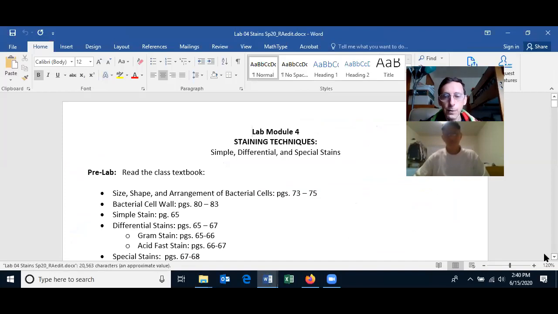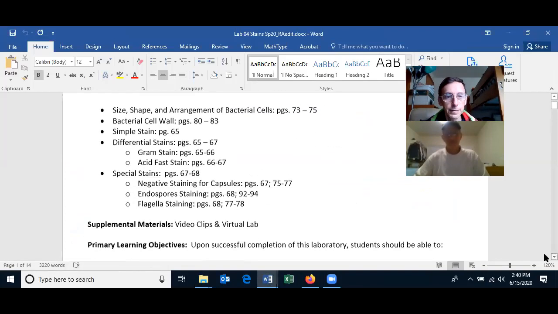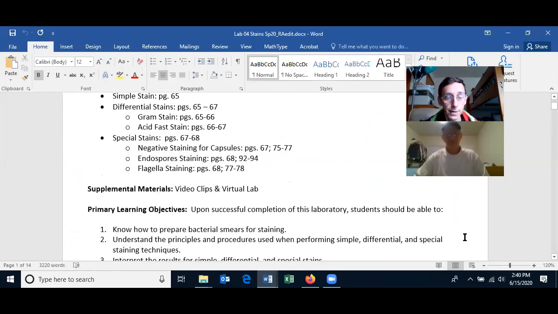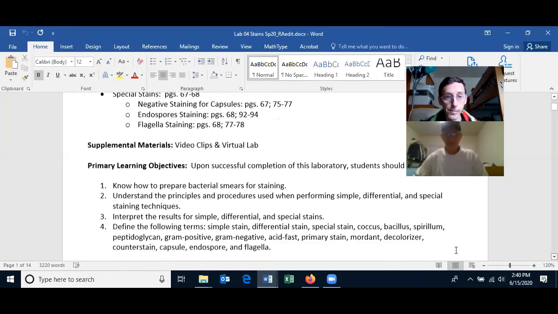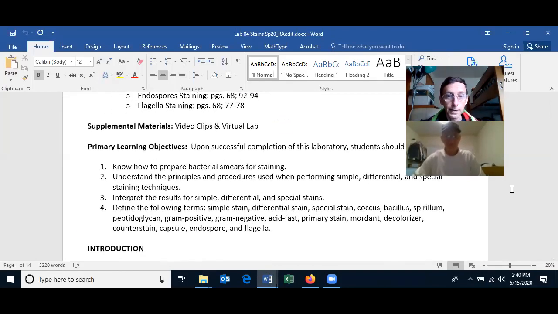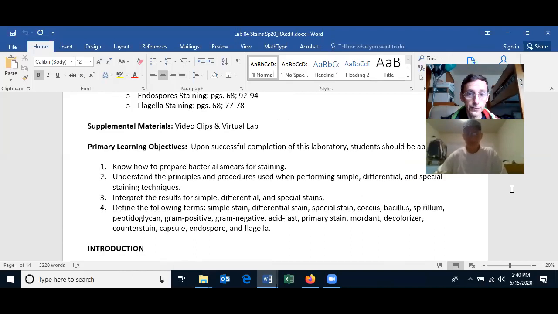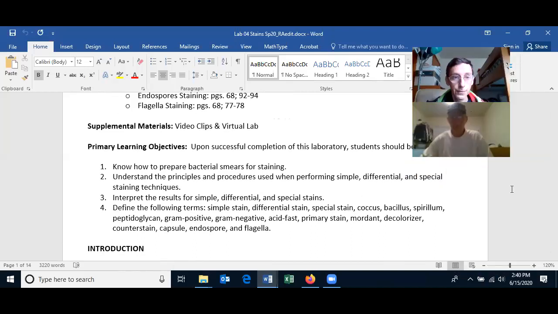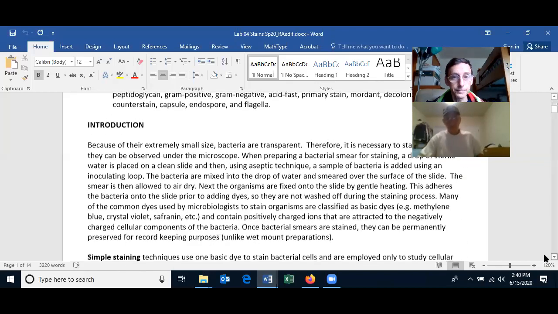All right, so do the reading in the textbook. There's a lot of it for this one, but it's mostly just on the stains. There are going to be some video clips and a virtual lab. Upon completing this laboratory, you should be able to do these primary learning objectives, and I'll have you read that.